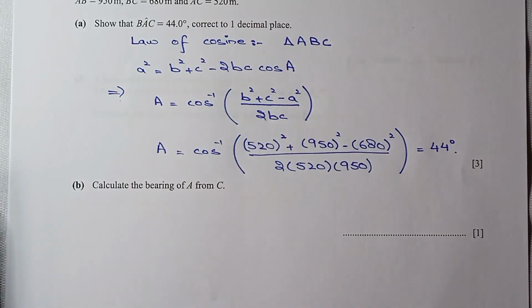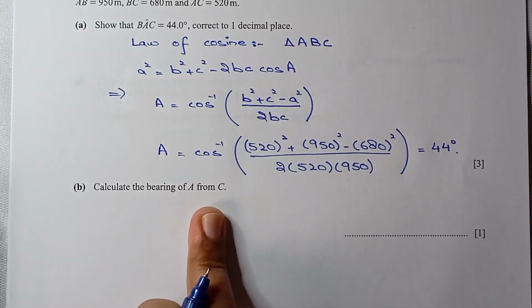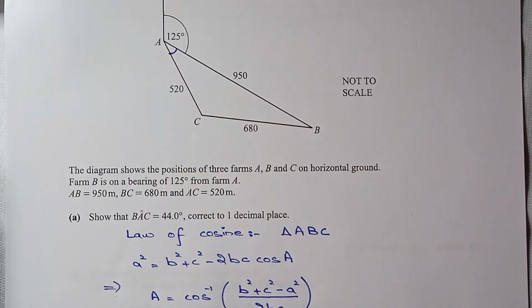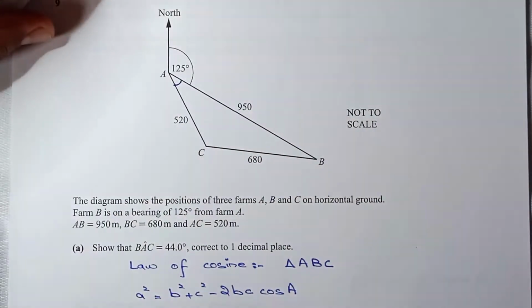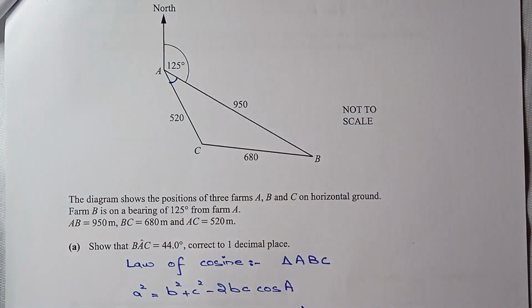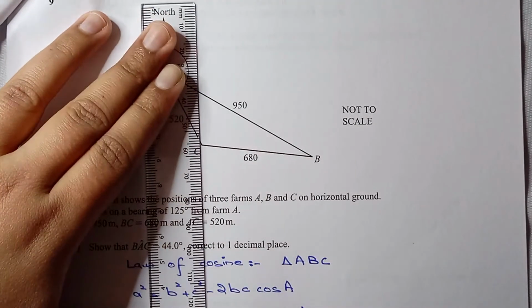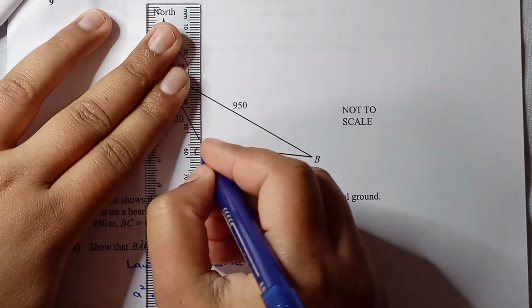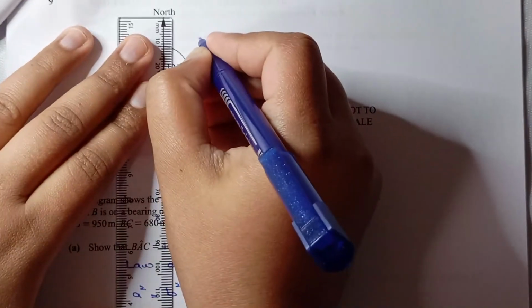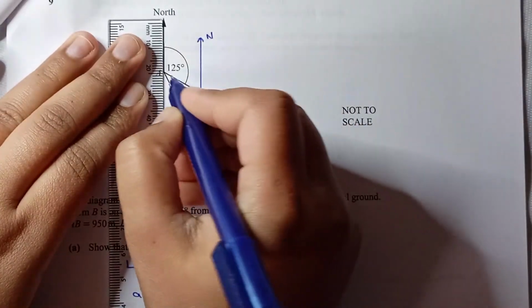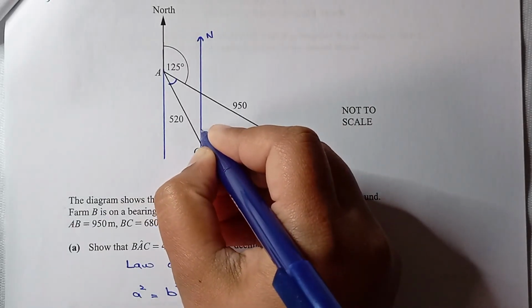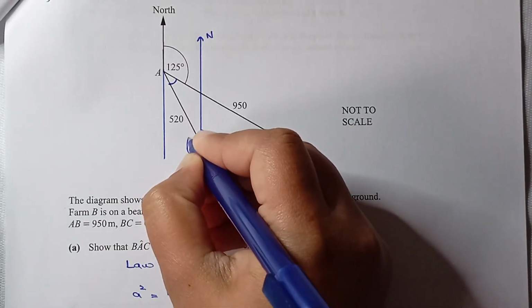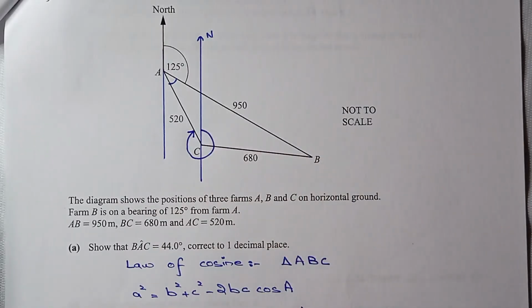Okay, now for part B, calculate the bearing of A from C. So we need to calculate the bearing of A from point C. What we need to do is draw the north line at point C, and extend the north line at point A. Basically we need to measure from the north line to the end point A. We need to measure this angle. This is the bearing of A from point C, right?